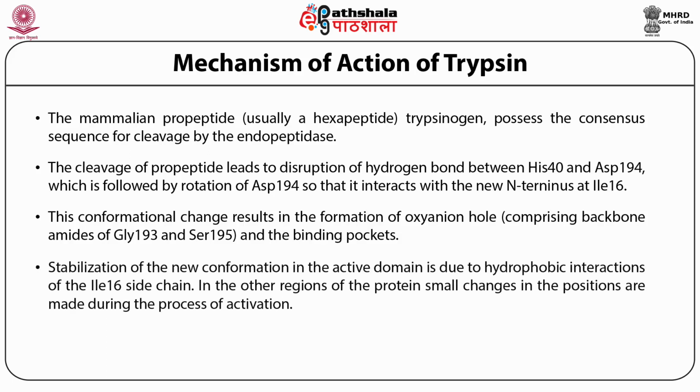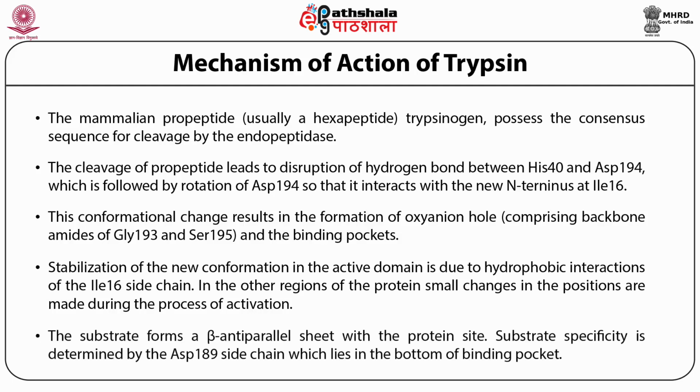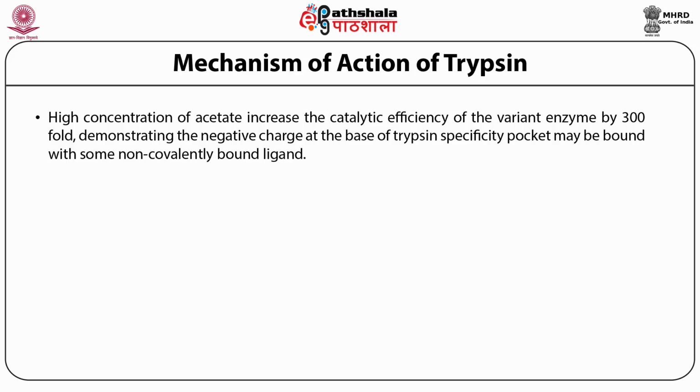The stabilization of the new conformation in the active domain is due to the hydrophobic interaction of the isoleucine side chain. In other regions of the protein, small changes in position are made during the process of activation. The substrate forms a beta antiparallel sheet with the protein site. The substrate specificity is determined by the aspartic acid 189 side chain, which lies at the bottom of the binding pocket. It was found that a high concentration of acetate increased the catalytic efficiency of the variant enzyme by 300-fold, which demonstrates that the negative charge at the base of the trypsin specificity pocket may be bound with some non-covalently bound ligand.